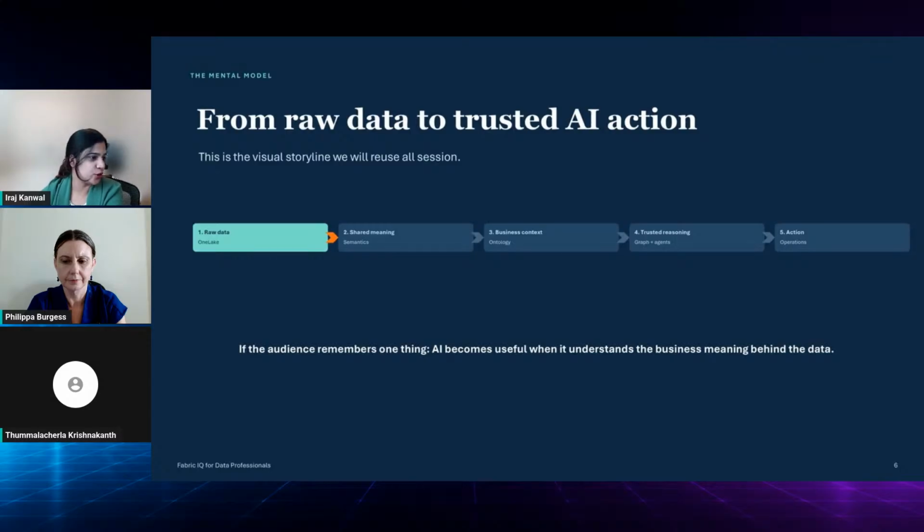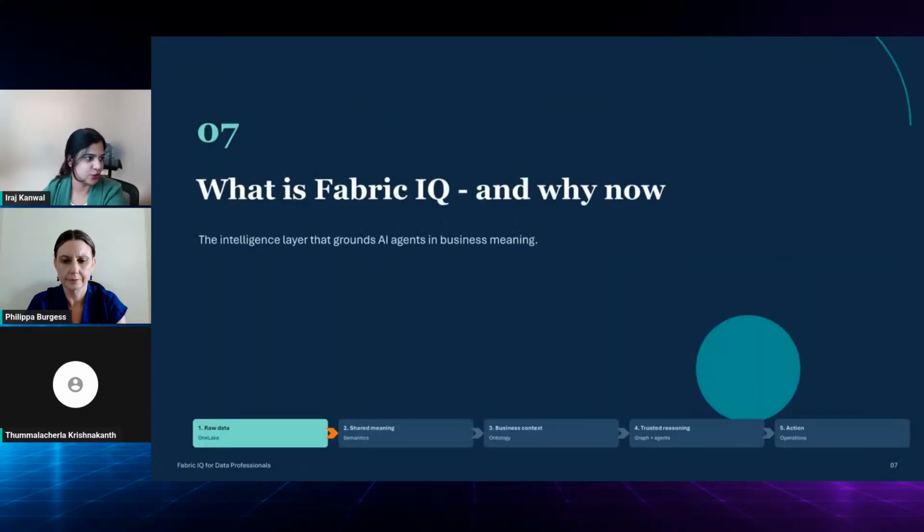And this is what we are going to talk about in our next slide, which is Fabric IQ, and why now? So let us start with what Fabric IQ is and why it is important now. The short answer is that Fabric IQ is a shared context layer for your business data in Microsoft Fabric. But the long answer is what we will unpack in our upcoming slides.